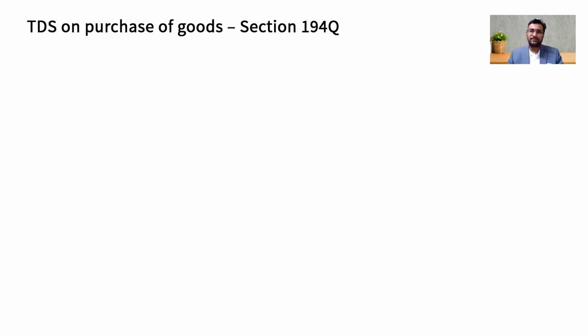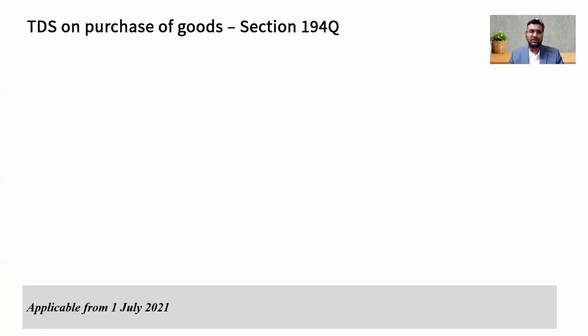For the goods part of it, there was always GST, which was brought in by the government in 2017. But in 2021, the government has added one more letter to 194, like I said earlier, it's 194Q, which focuses on the TDS on the purchase of goods. So I will take you through the provisions, the interplay and the challenges in the later slides. This is applicable from 1st of July 2021, just next month from today when we are making the video.